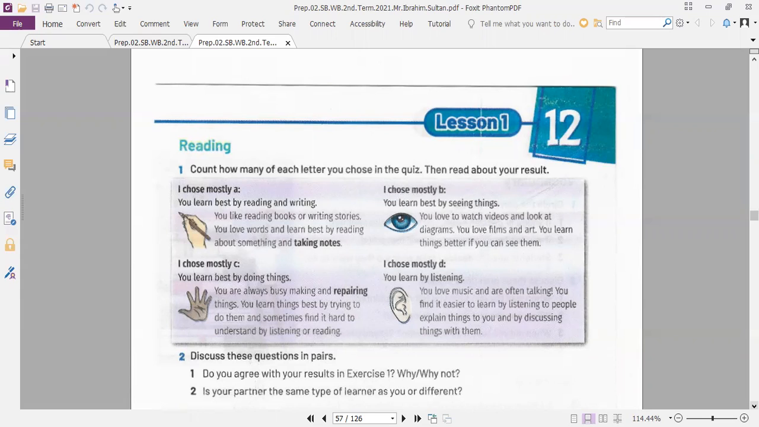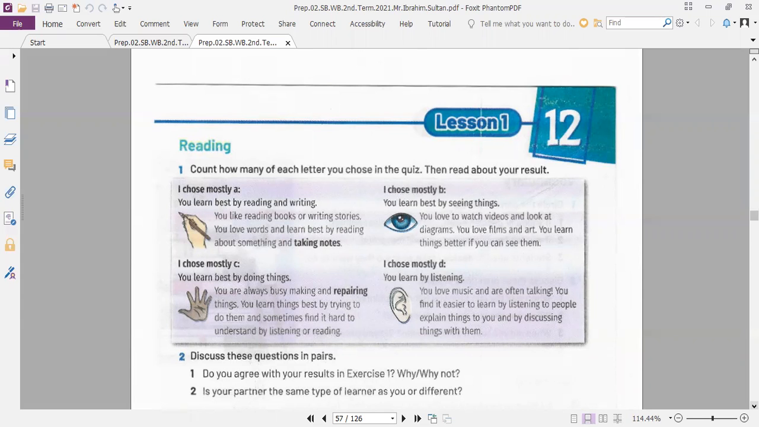If you choose mostly B, you learn best by seeing things. You love to watch videos and look at diagrams. You love films and art. You learn things better if you can see them.